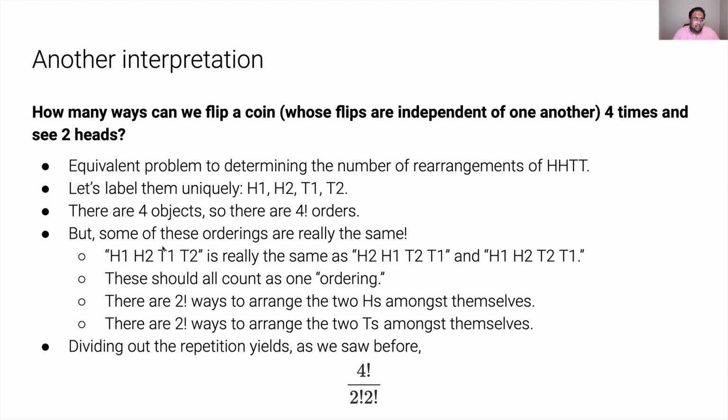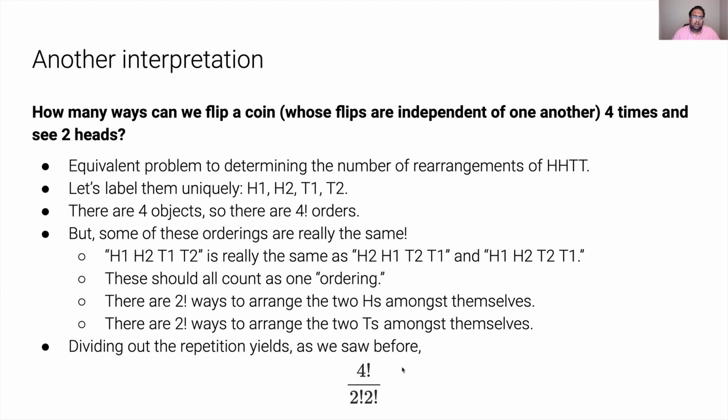So what I need to do is divide my number 4 factorial by the number of ways I can rearrange the heads amongst themselves, which is 2 factorial. I also need to account for the fact that the 2 tails are also redundant, and there are 2 factorial ways to arrange them amongst themselves, and so I need to divide my quantity by 2 factorial. And so by dividing by 2 factorial times 2 factorial, I make it so that all of these arrangements, H1, H2, T1, T2, and H2, H1, T2, T1, all get collapsed into the single unique arrangement, HHTT.